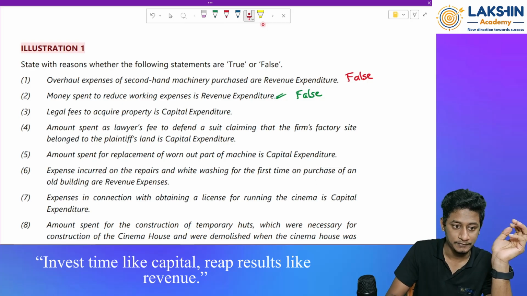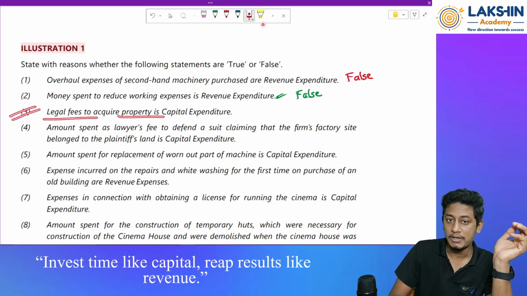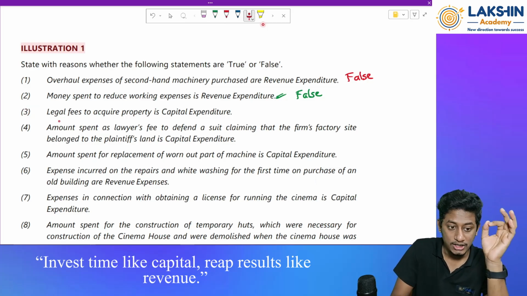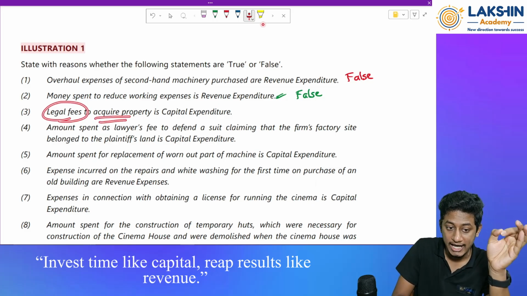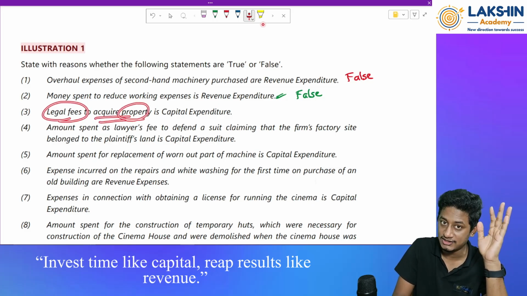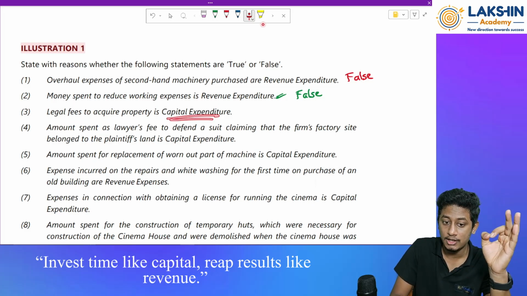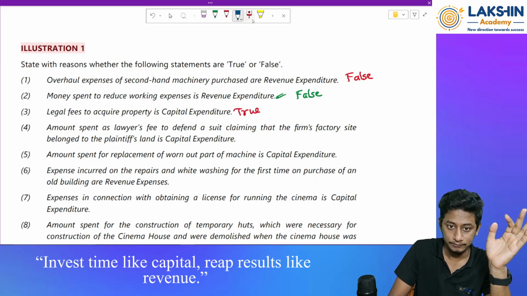Done. Next. Legal fees to acquire property. As I told you before, whatever expenses you incur to acquire any fixed asset, because property is a fixed asset, any fixed asset will be a capital expenditure. So this is true. I have explained it to you before. Next.